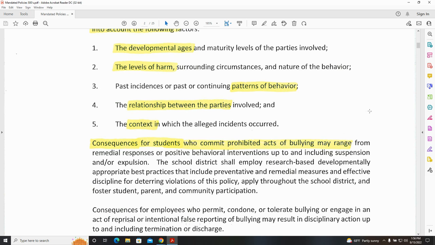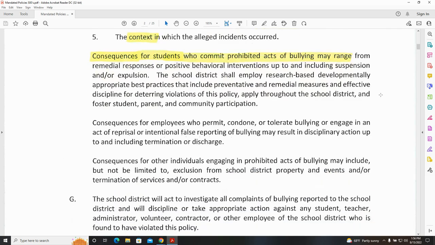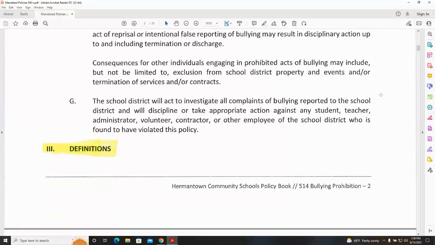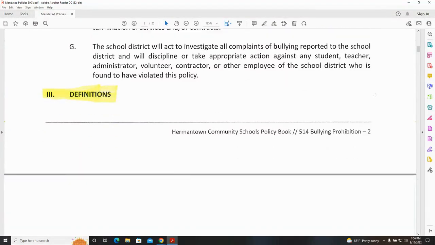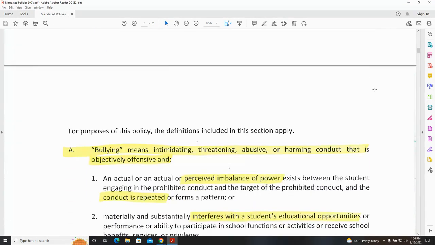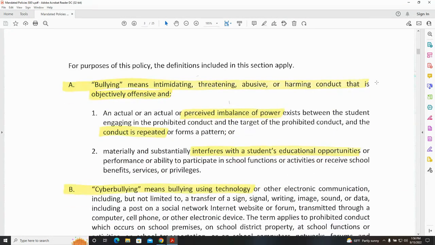And consequences for students who commit prohibited acts of bullying may range from, again, starting with referring to a counselor all the way up to suspensions. Expulsions are not off the table, but at this point, we have not had a situation rise to that level yet. Some other definitions on the policy for bullying.